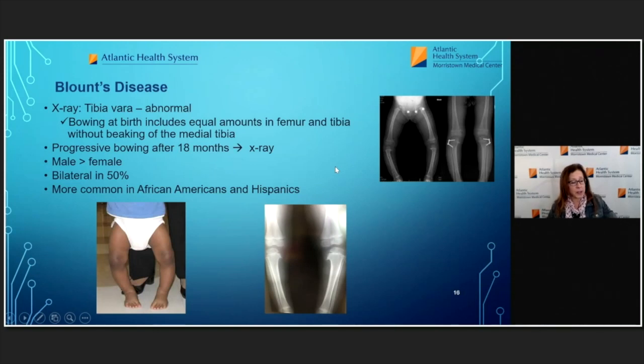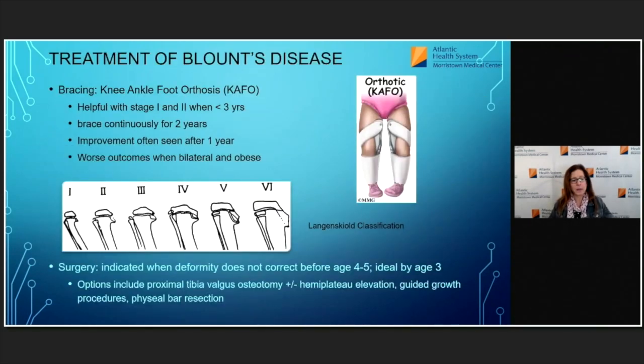It's more common in males, bilateral in 50%, more common in African Americans and Hispanics. Treatment for infantile Blount's disease when it's in the early stages, and this is just a staging classification, can be treated with knee, ankle, foot orthoses, but it has to be very mild cases. And you have to brace them continuously for a while. And you may see improvement after 1 year with that. Worst outcomes are seen when the patient's bilateral or obese, because you really can't put braces on somebody that's obese. And bilateral is very difficult.